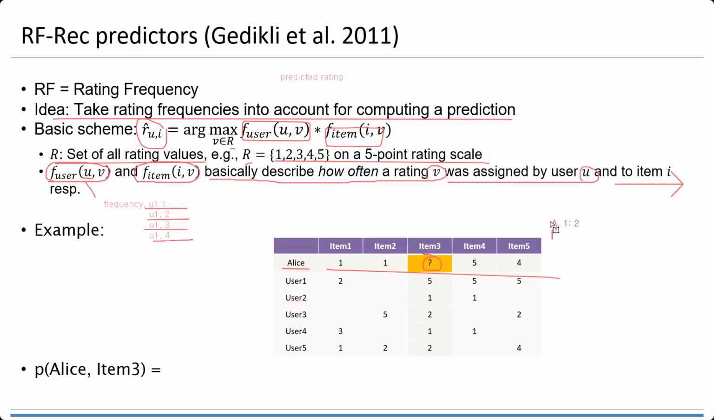The user 1, giving, sorry, let's say Alice first. Alice giving the rating 2, how many times? 0. Alice giving the rating 3, 0. Alice giving the rating 4, 1. And Alice giving rating 5, 1. Okay. So we can get this frequency.